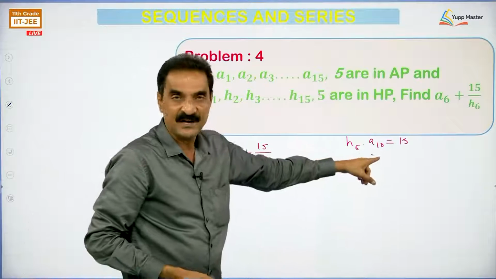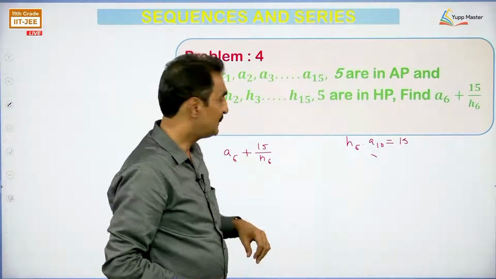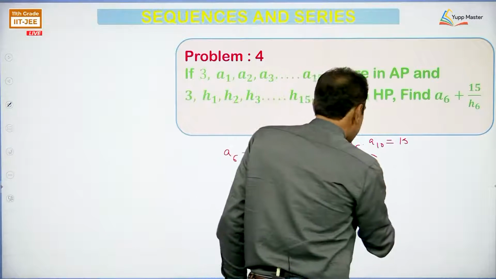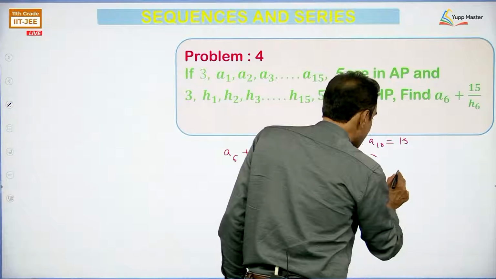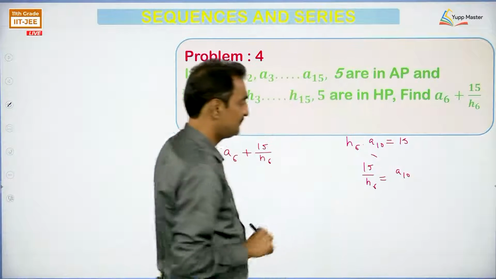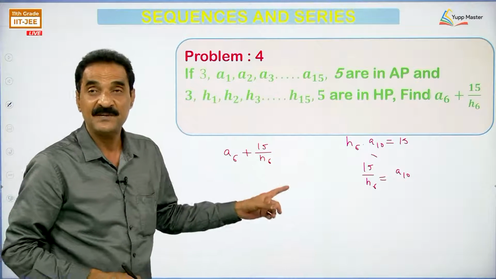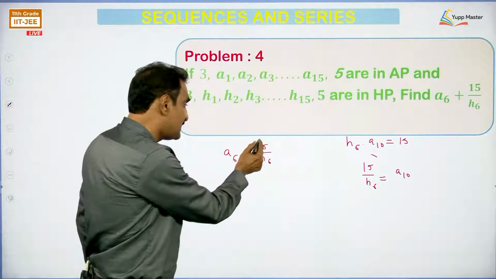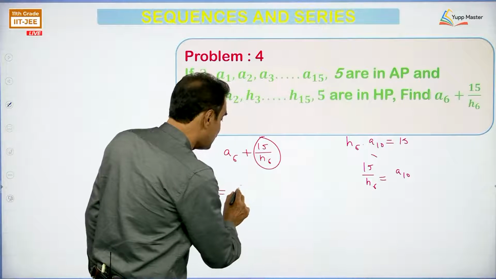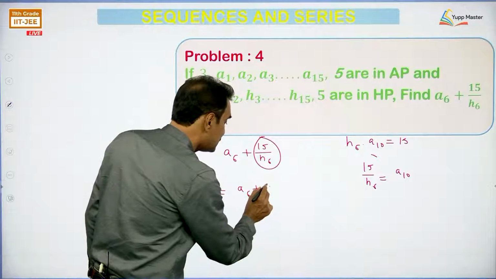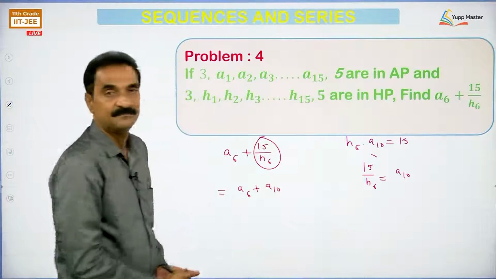So then we get this formula from our formula. Then 15 by H6 will be equal to what? A10. 15 by H6 is A10. So this is nothing but A10. Then the asked value is A6 plus A10.